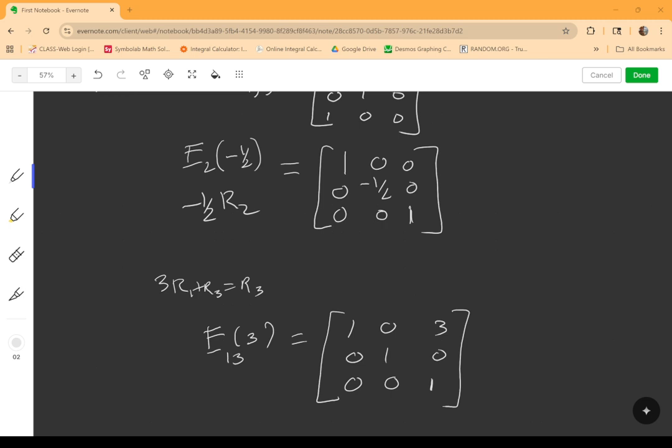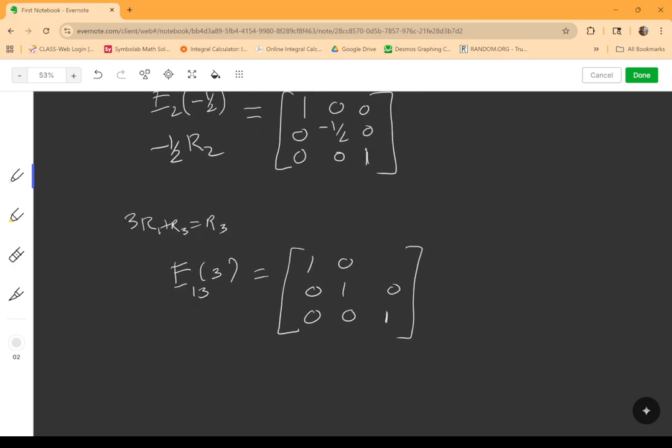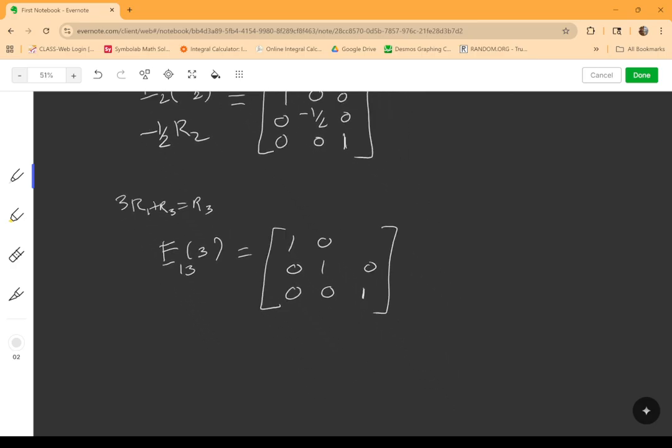Actually, excuse me, I got that flipped around here. Let me redo that. If I think of the row operations, sorry. Since I'm adding it to R3, the 3 is going to show up down here. Okay, my apologies there. Once again, here we have 3 R1 plus R3, right?